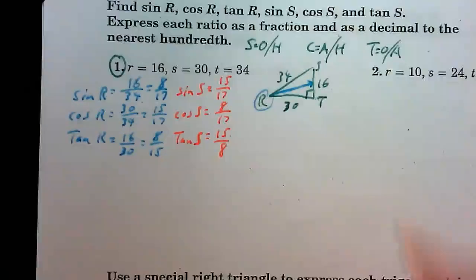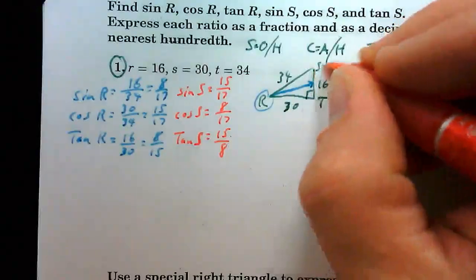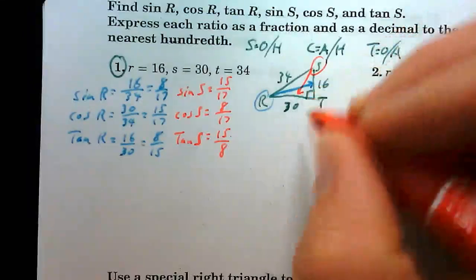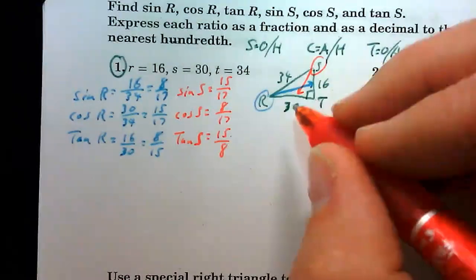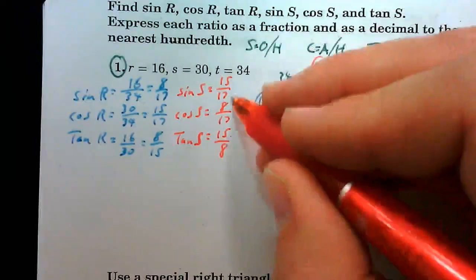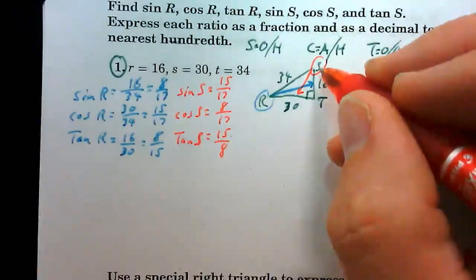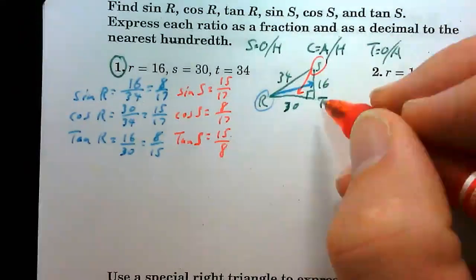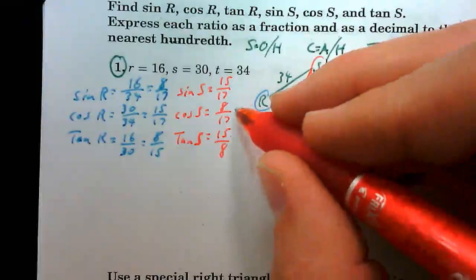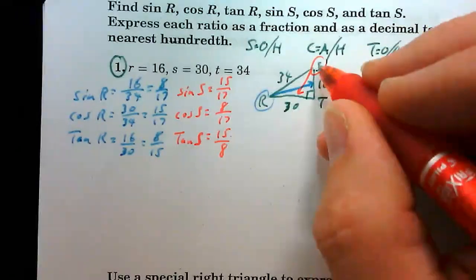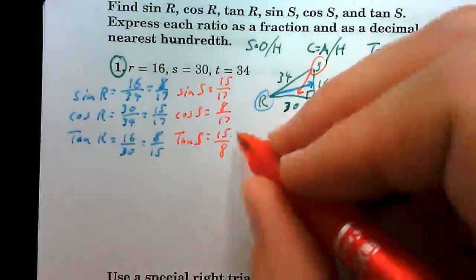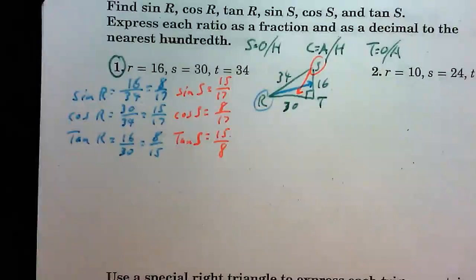Now, if you wanted to go back and refer to S to check these, here's S up here. The opposite is 30 this time. So it would have been 30 over 34, which reduces to 15 over 17. Cosine, adjacent over hypotenuse, 16 over 34, which reduces to 8 over 17. And then opposite over adjacent, 30 over 16, which reduces to 15 over 8.